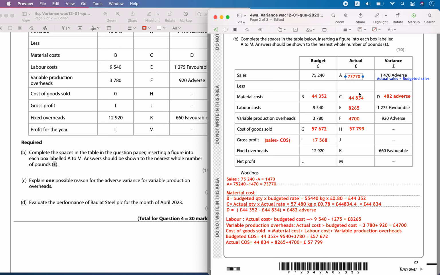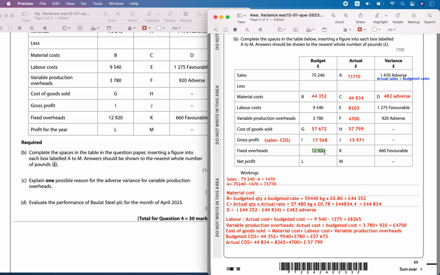Then let's calculate this sales. 73,770 minus 57,799. So that is going to be equal to 15,971. Okay, 15,971.